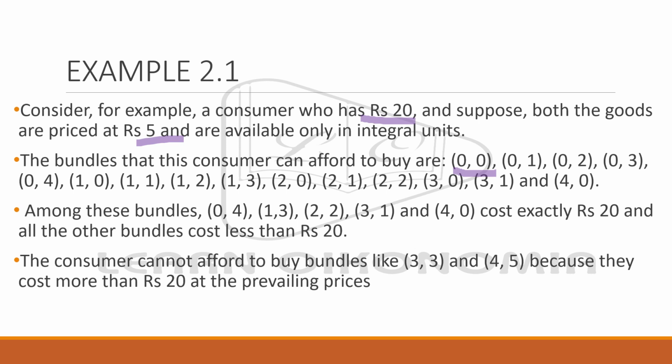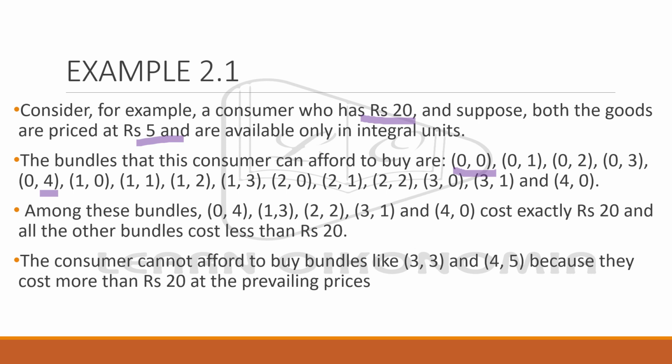In the case of 0, 1, first commodity he is not consuming, second commodity he is taking 1 unit. And 0, 2 means first commodity he is not consuming, second commodity he takes 2 units. And 0, 3 means first commodity he is not consuming, second commodity he takes 3 units. And here 0 means first commodity is not consumed, and the second commodity he takes 4 units. And 4 into 5 will make it 20. And here first commodity is consumed, second commodity not consumed. Here first commodity and second commodity, 1 unit each. Here first commodity 1 unit and second commodity 2 units. Here first commodity 1 unit and second commodity 3 units. Here first commodity 2 units and second commodity not consumed.